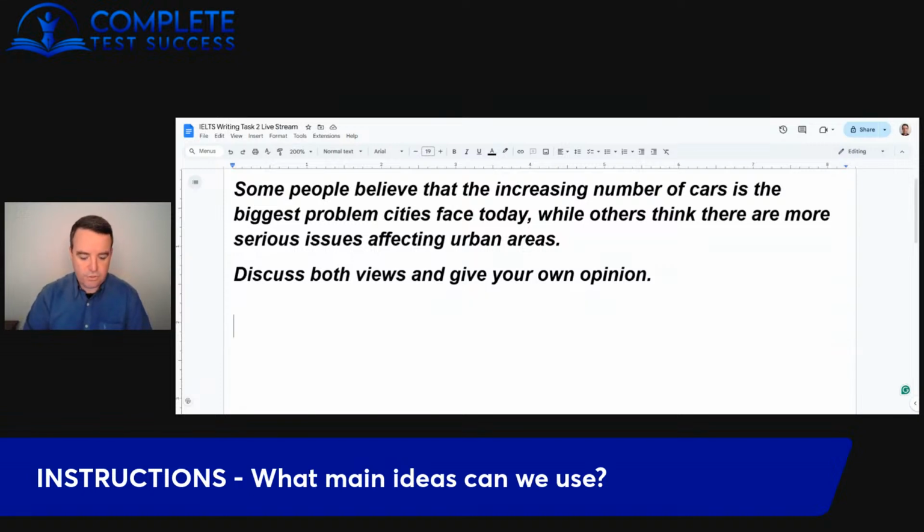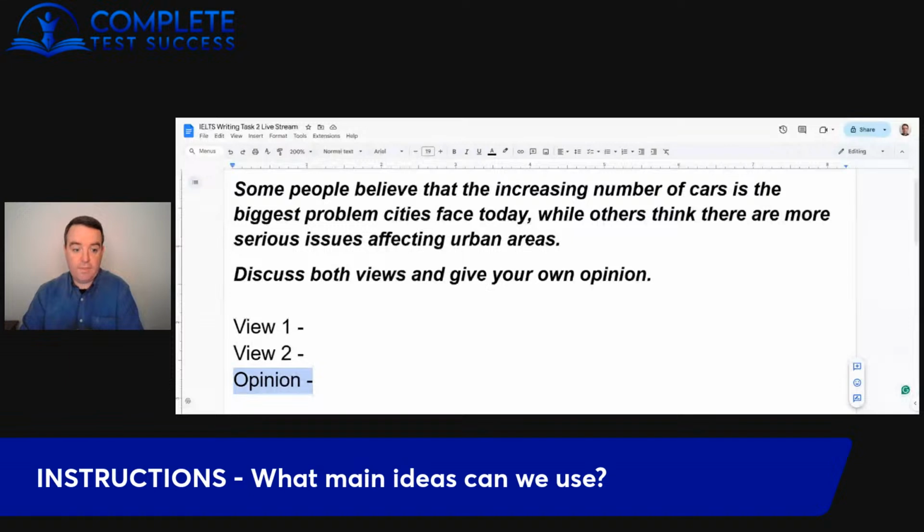Now, for this question, we need 3 ideas. We need an idea for the first view, an idea for the second view, and an idea for our opinion. Our opinion will basically be, I agree with the first view, so it'll be another reason for why people have the first view, or I agree with the second view, whichever one's easiest. If we come up with 2 ideas for the first view first, then I will say that my opinion is the first view is correct. Or if we come up with 2 ideas for the second view first, we'll just say that that's our opinion. So that's my first task for you guys here today.